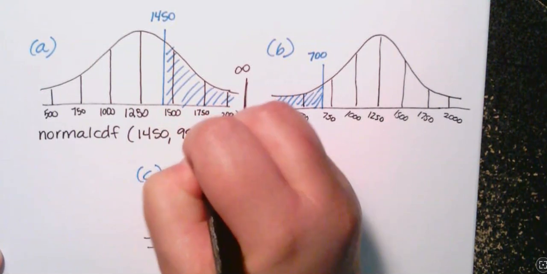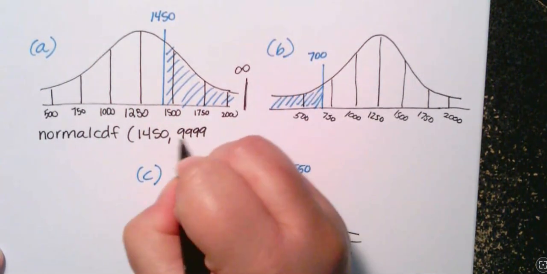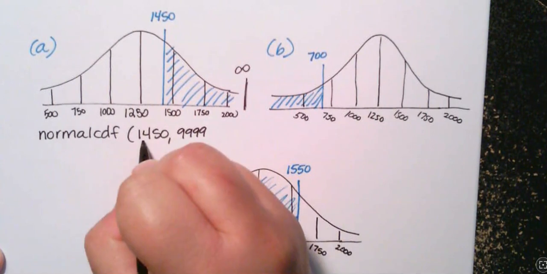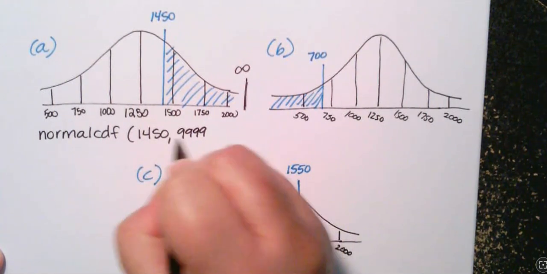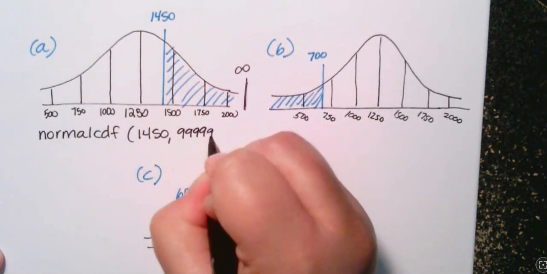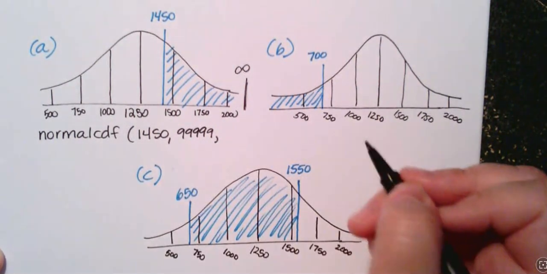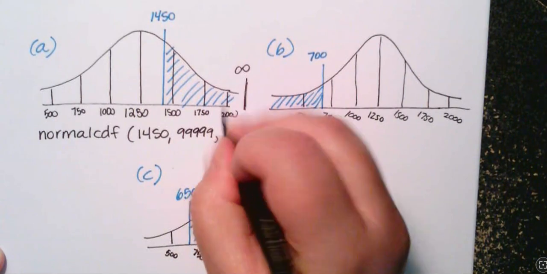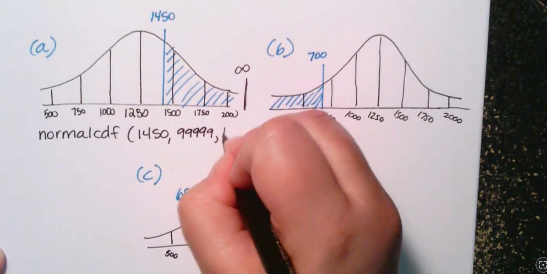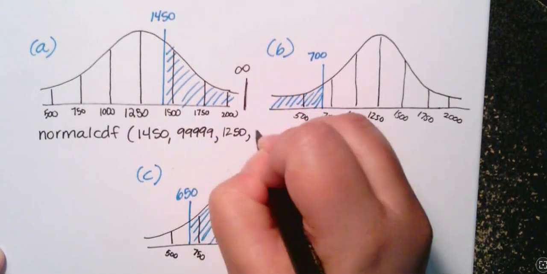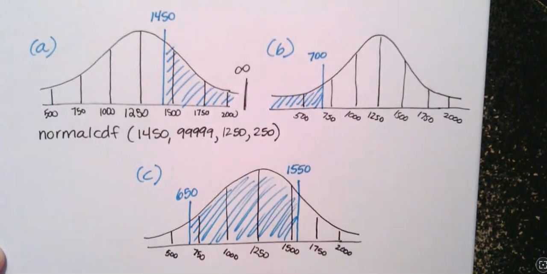So this is what we're going to put in here. I need to put more than $14.50. If I put like 3 9s, that would not be bigger than $14.50, but 9,000 is bigger than $14.50. I might even put an extra one just to make it really a lot bigger than the mean. And then the mean is $12.50 and the standard deviation is $2.50.